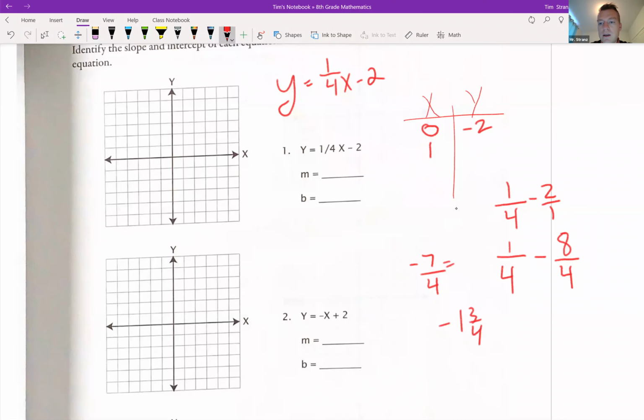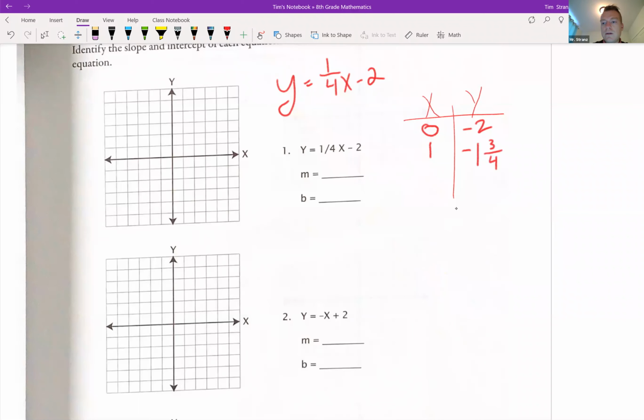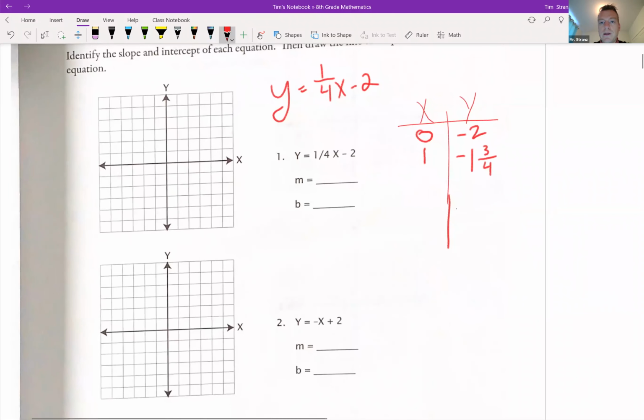So my y would be negative 1 3/4. Okay, if I pick another point, you only need 2 points to make a line, but I'm going to pick a little bit easier point. If we do, so watch this, if we do 4 for x, okay, it's going to make this a little bit easier.